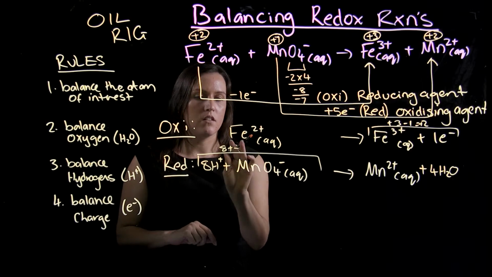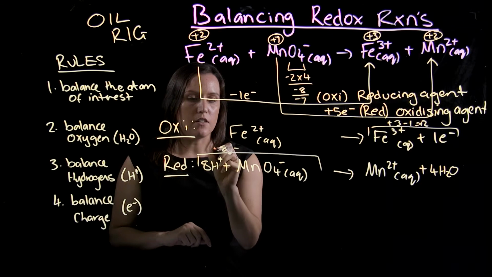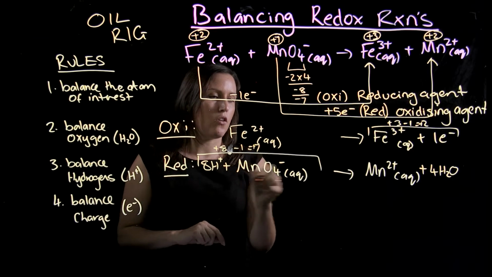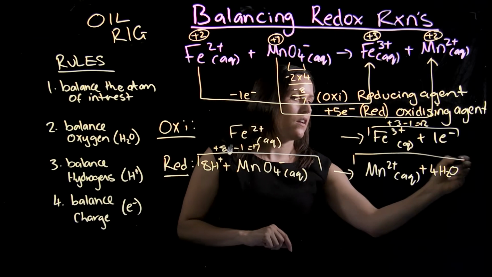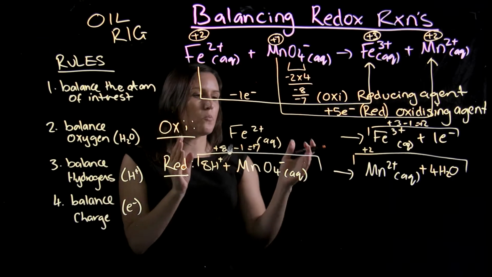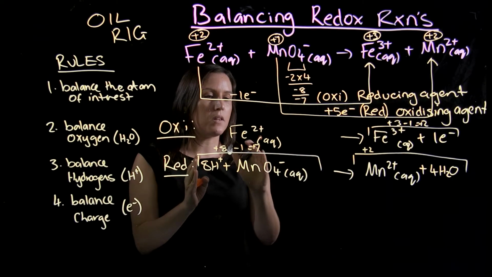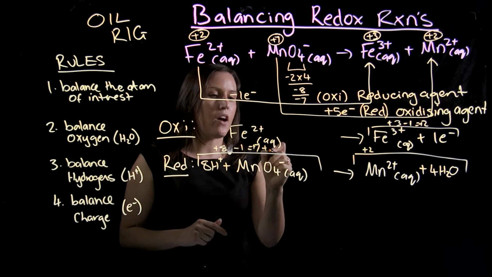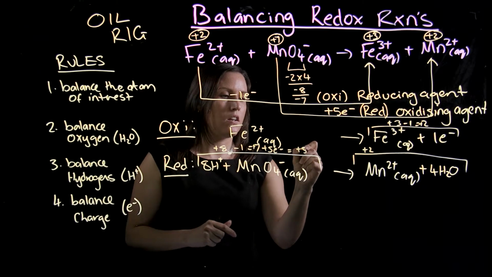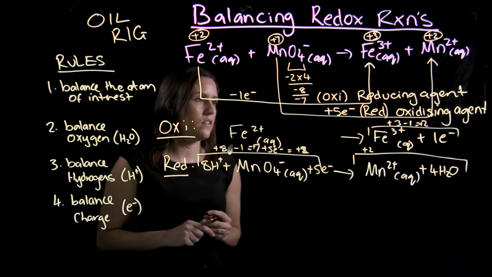So hang on, that's not a great way of representing that. Oh, I just smudged it. Okay, so plus 8 minus 1 equals plus 7 overall for the left-hand side. And on this side here, I've got the plus 2. So I go to the more positive side and I add my electrons. So in this case, this is plus 7. If I add 5 electrons, that will bring me down to plus 2. Okay, so I add my 5 electrons there.